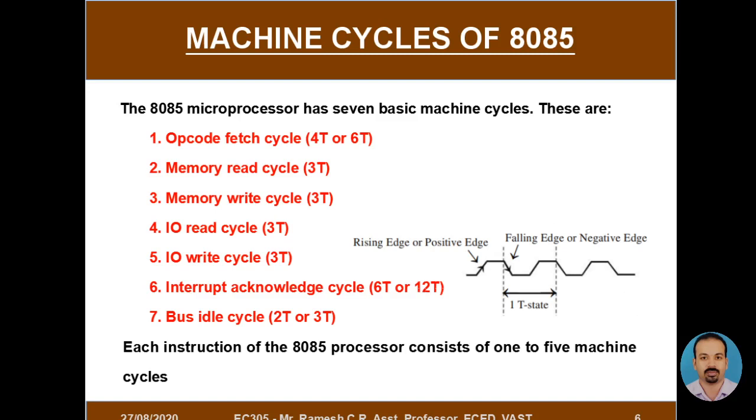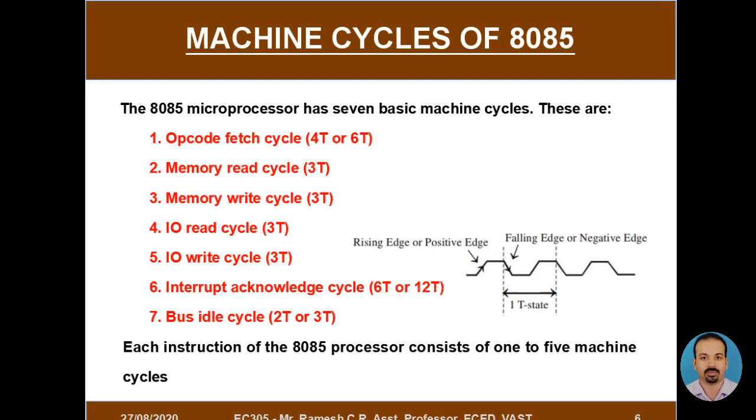The basic machine cycles start with the opcode fetch cycle, the number of clock periods required by the microprocessor to fetch the opcode from the memory, and decode it. Everything is included in that opcode fetch cycle itself. The second basic machine cycle is memory read, the sequence of T states or the time required by the microprocessor to read data or an instruction from the memory.